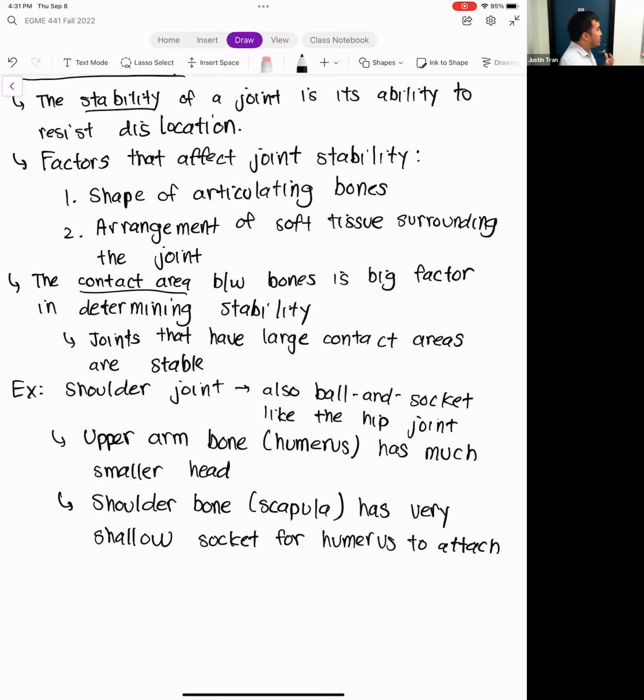So you have a situation where you have a much smaller bone and a very shallow socket, and so you have a joint that's a lot less stable than your hip. And so shoulder dislocations are actually very, very common, especially relative to hip dislocations.